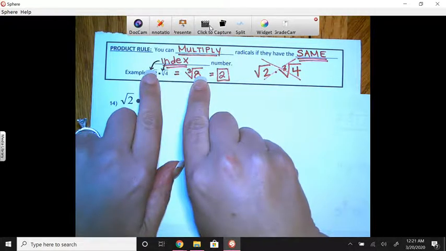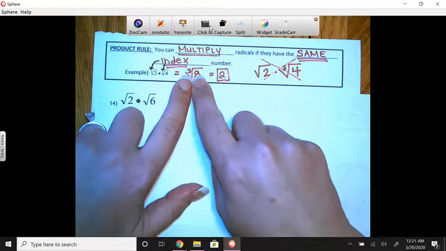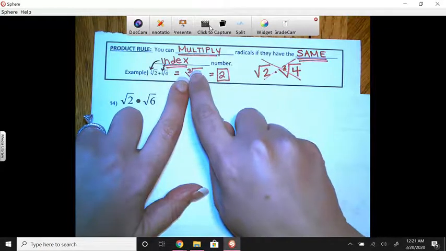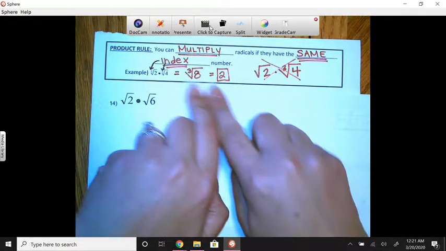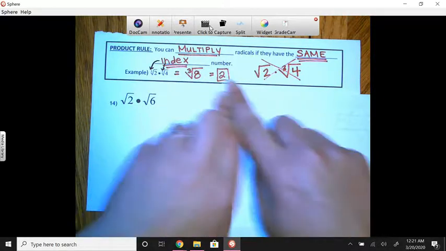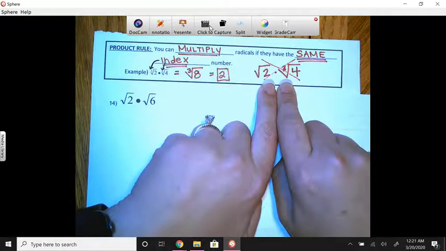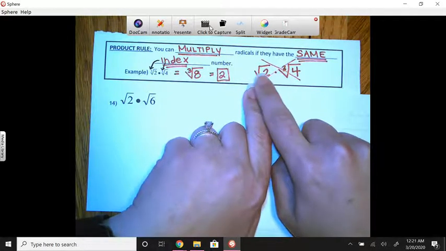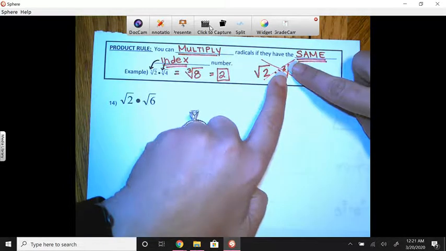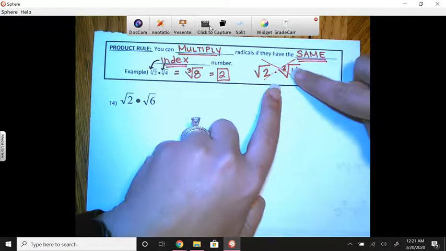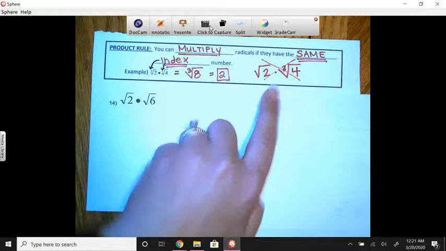So 2 times 4 is 8, and the index stays the same, so the cube root of 8, what times itself 3 times is 8, would be 2. So in this example over here, we cannot multiply these two because we have the square root of 2, the index here is 2, and the index here is 3. So in this example, we could not multiply.